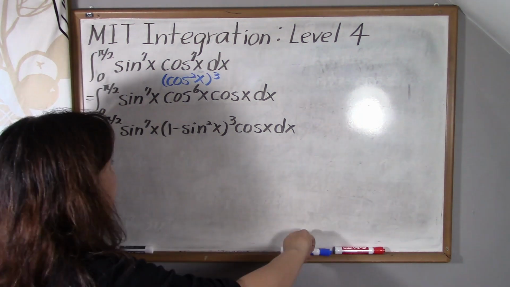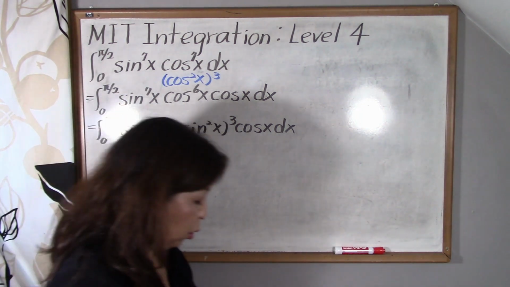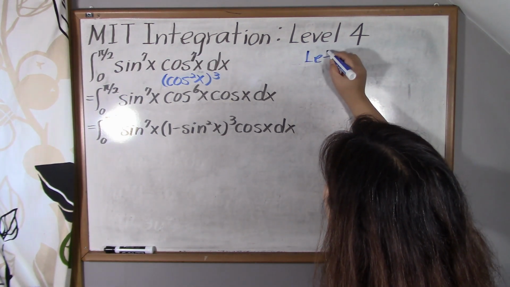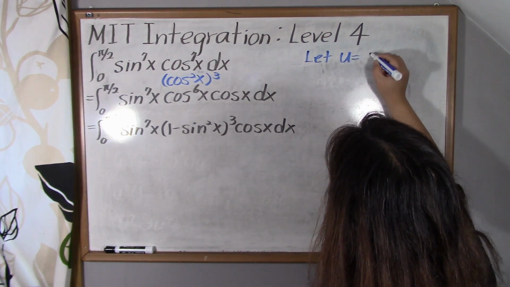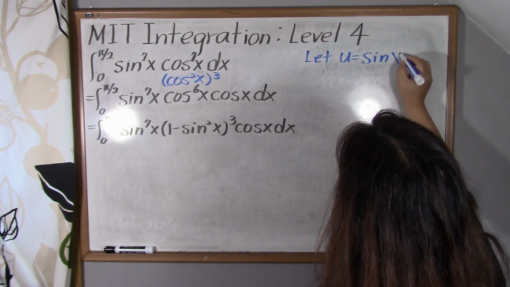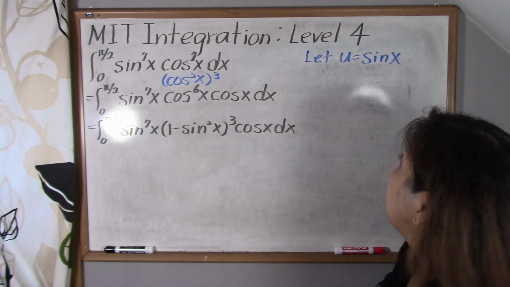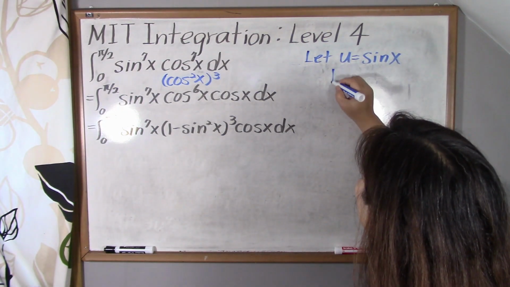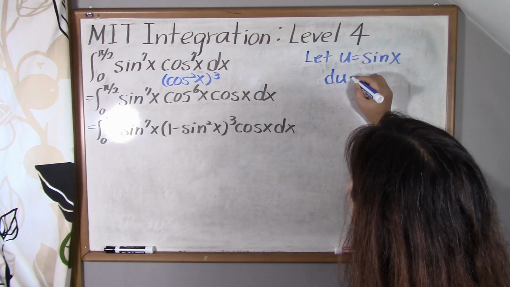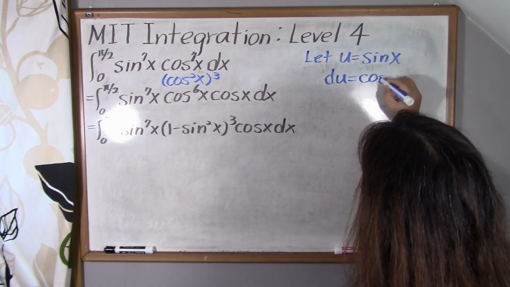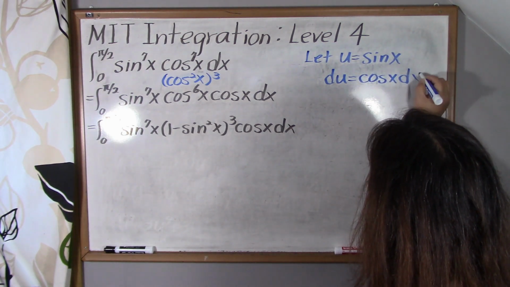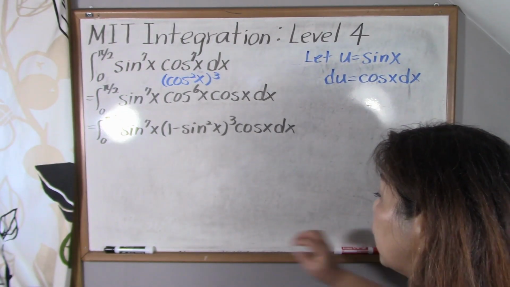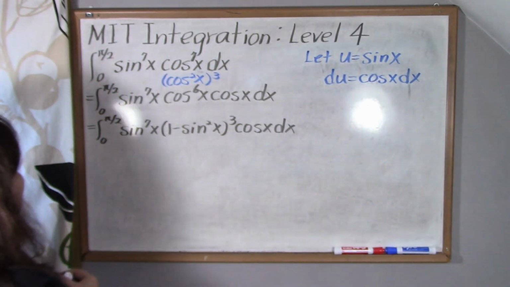And next point, we're going to use U-substitution. So let u is equal to sine of x. Okay? And then we're going to differentiate this equation. That is, du is equal to cosine of x dx. Okay? So now we can change everything over here.